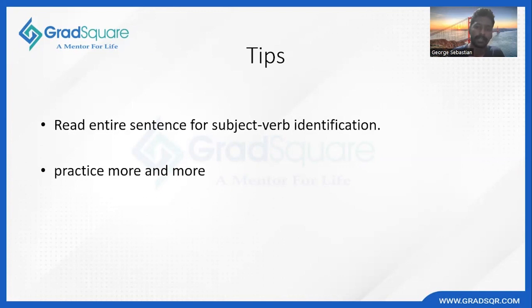Now I have some tips for you. One major thing that I have to give you is to read the entire sentence for subject-verb identification. If you are confused, go through the sentence again and again. Then it becomes much clearer. And always identify the subject, right? Which is the one doing the action in a sentence. So identify the subject and check whether it is singular or plural. Another tip is to practice more and more. By practicing more and more, this particular aspect of subject-verb agreement will become much easier.